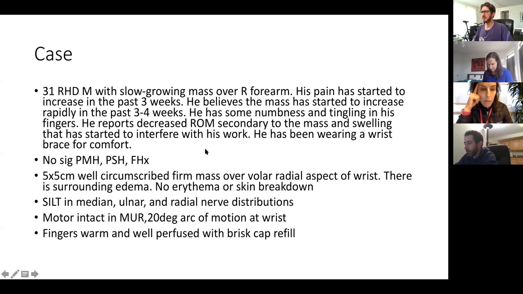On exam, he's got a 5 by 5 centimeter well circumscribed firm mass over the volar radial aspect of the wrist, and there's surrounding edema. His sensation is grossly intact. He's got a minimal functional arc of motion at the wrist, about 20 degrees total, and otherwise he's neurovascularly intact.